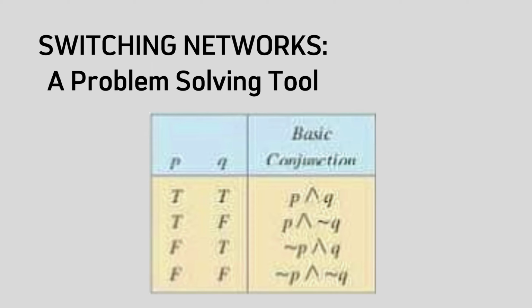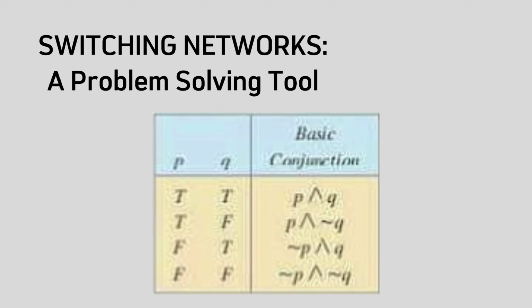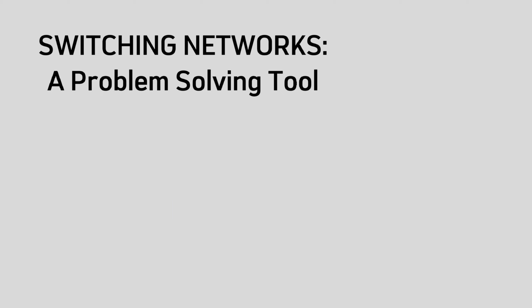Finally, we shall consider the design of certain networks having specified properties. An equivalent problem is that of constructing a compound statement having a specified truth table. The procedure used will involve the basic conjunctions given in Table 1. For example, a network associated with a statement having truth table TTFF will be the one corresponding to the statement.